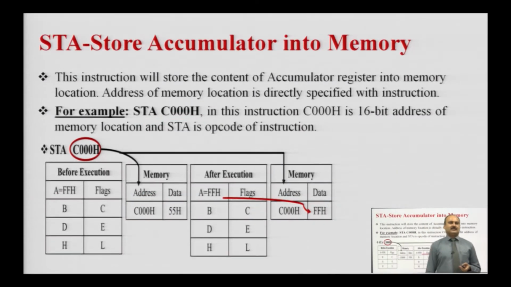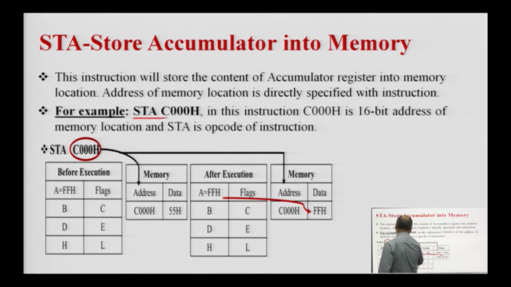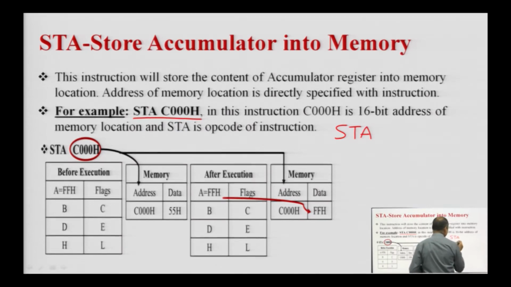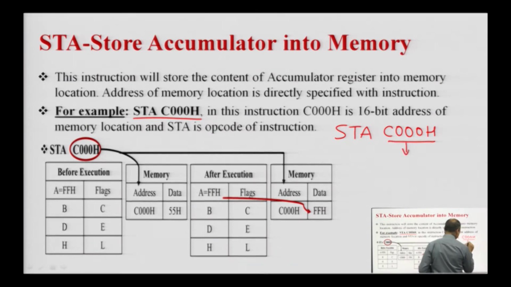Next instruction is STA, store accumulator into the memory location. So, this instruction will store the content of the accumulator into the memory location. The address of the memory location is directly specified with the instruction. So, the example of this instruction is STA C000H. C000H is nothing but the 16-bit address.